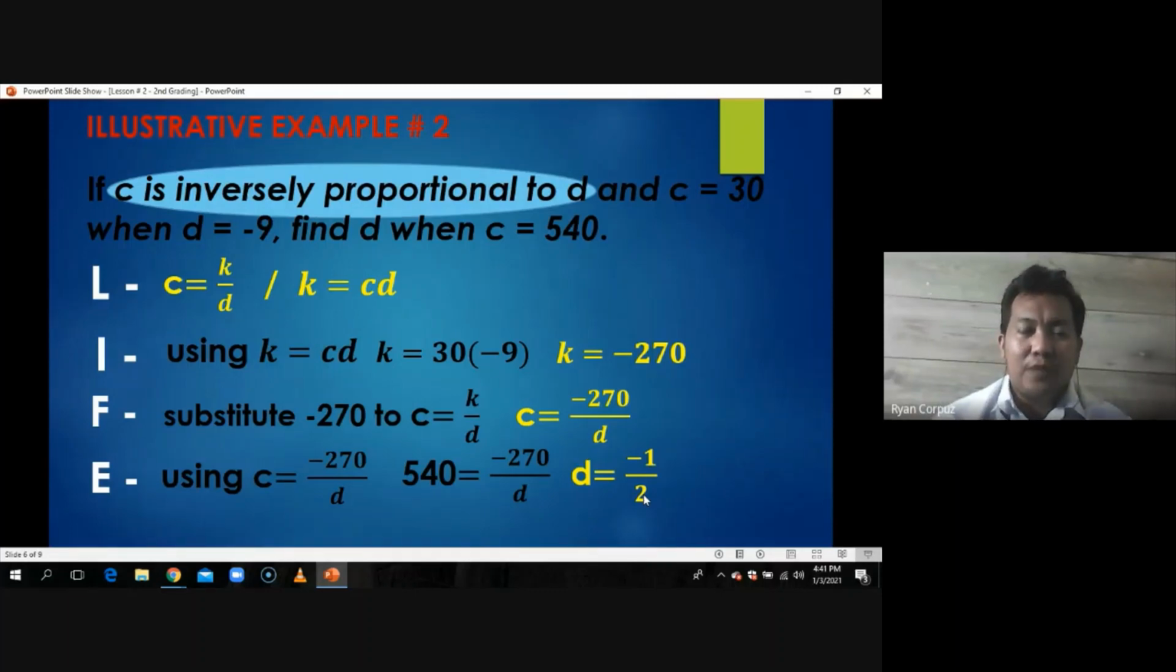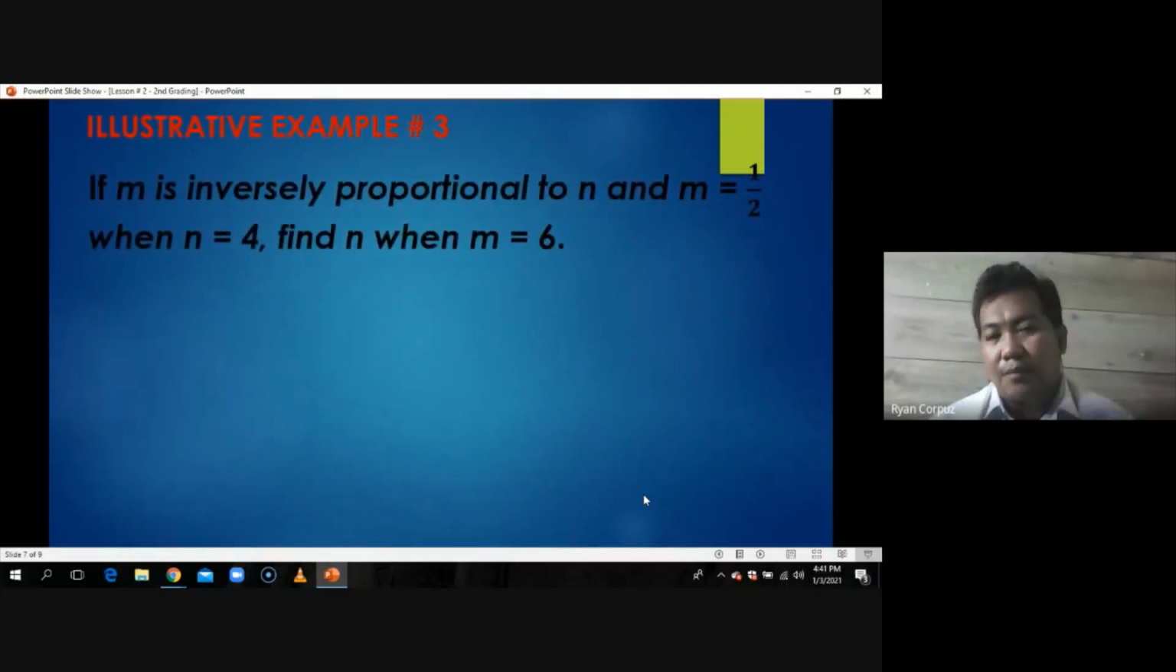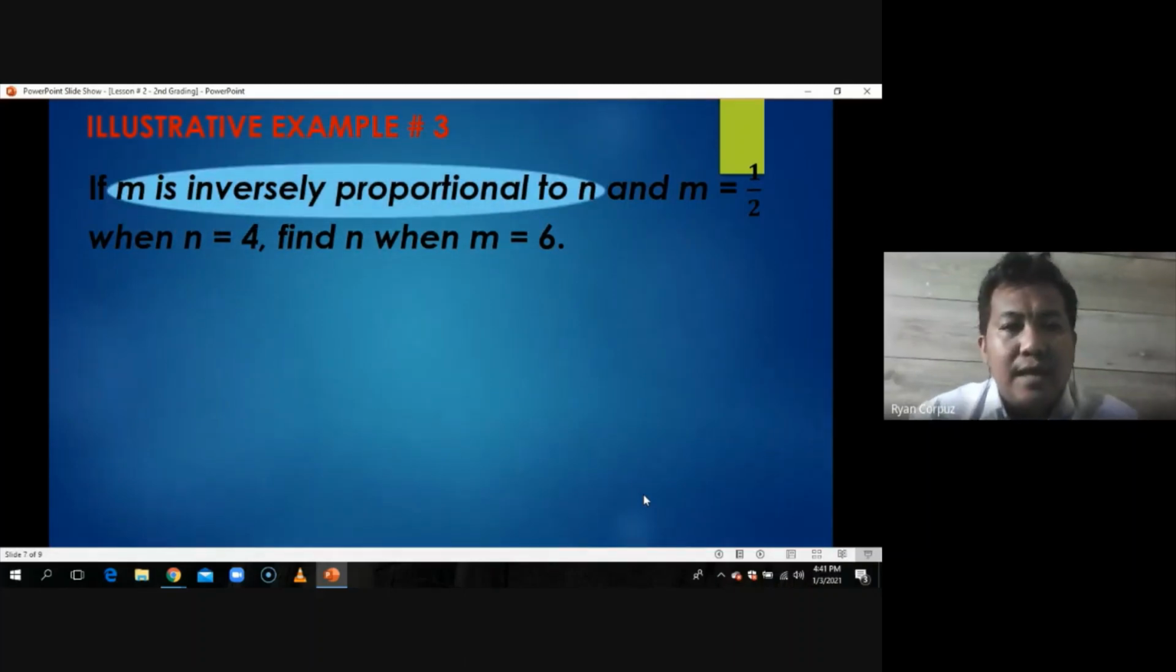Hopefully we understand now, but it's better to understand even more if we answer more examples. So let's have example number 3. The problem is, if M is inversely proportional to N, and M is equal to 1/2 when N is equal to 4, find N when M is equal to 6. First, look for the statement of variation. The statement of variation there is M is inversely proportional to N.